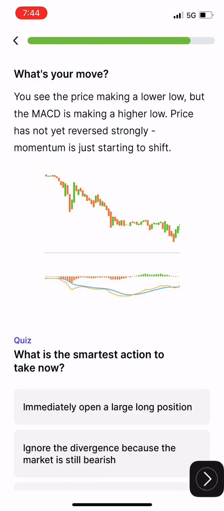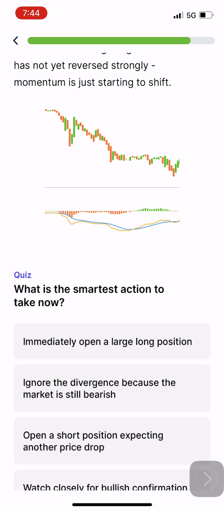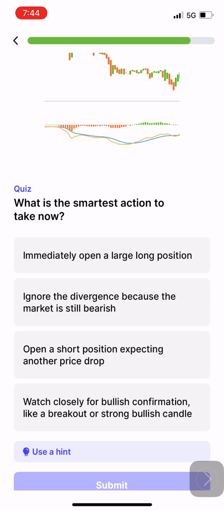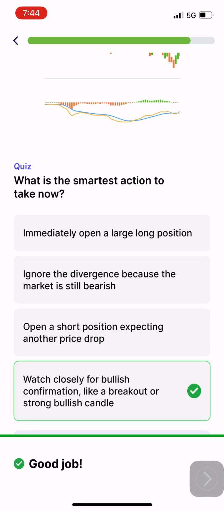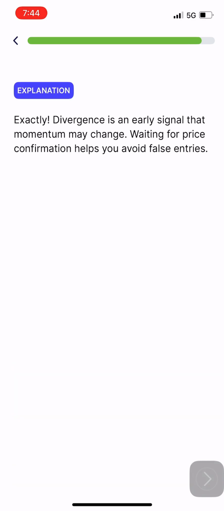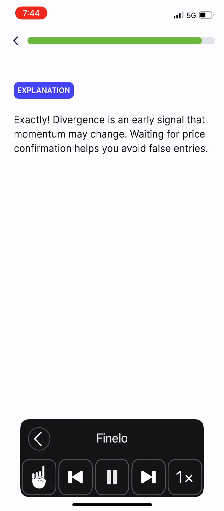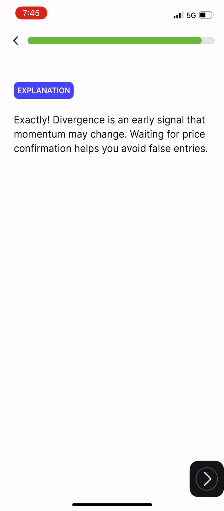What's your move? You see the price making a lower low, but the MACD is making a higher low. Price has not yet reversed strongly. Momentum is just starting to shift. Quiz: what is the smartest action to take now? Explanation: exactly. Divergence is an early signal that momentum may change. Waiting for price confirmation helps you avoid false entries.